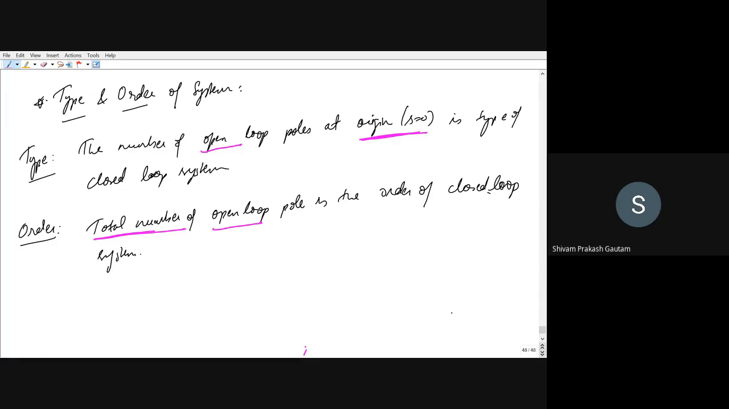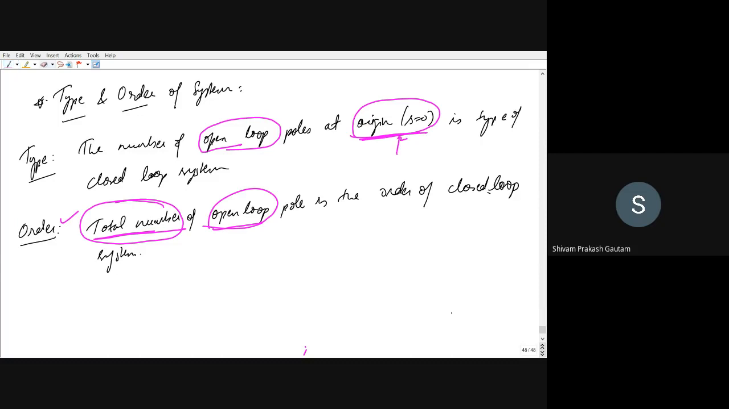So the important thing here is open loop poles. For type, the poles should be at origin. For order, the poles can be anywhere. So order defines the total number of poles. Poles can be at origin, cannot be at origin, can be imaginary also, can be complex also, right? Can be anything. And type means it should be at origin, right?